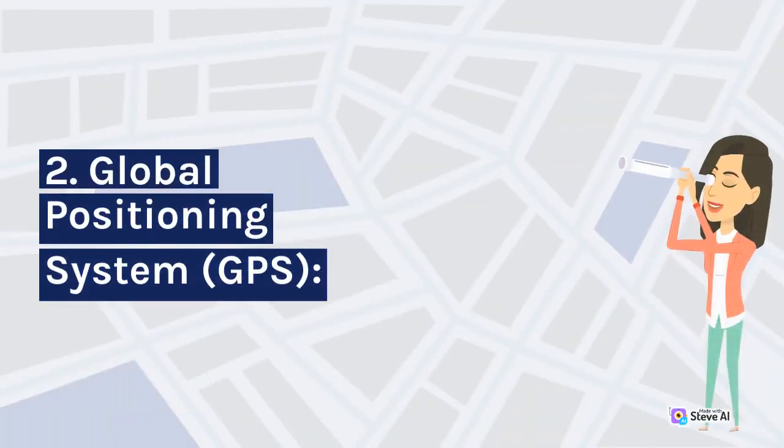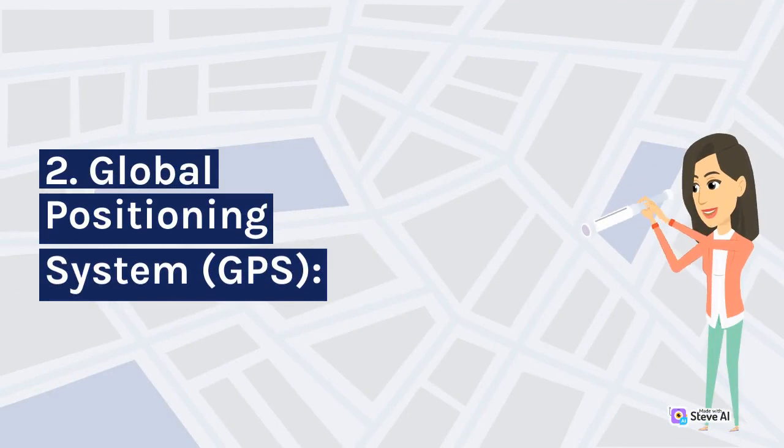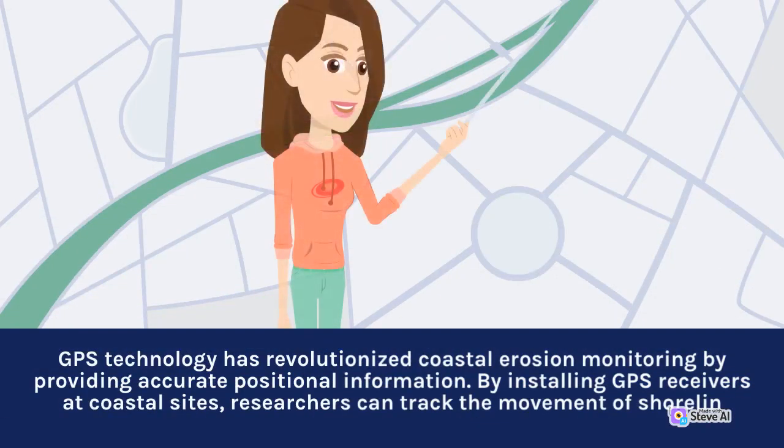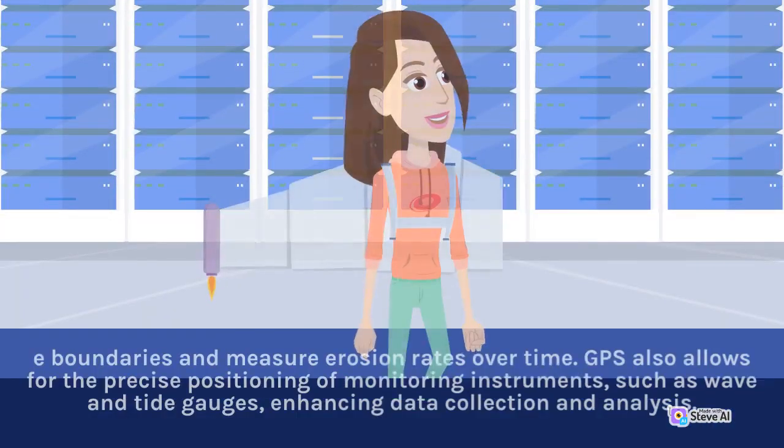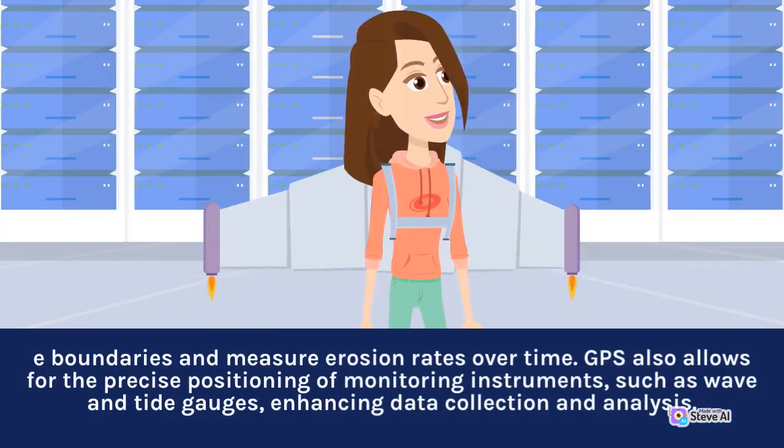2. Global Positioning System, GPS. GPS technology has revolutionized coastal erosion monitoring by providing accurate positional information. By installing GPS receivers at coastal sites, researchers can track the movement of shoreline boundaries and measure erosion rates over time. GPS also allows for the precise positioning of monitoring instruments, such as wave and tide gauges, enhancing data collection and analysis.